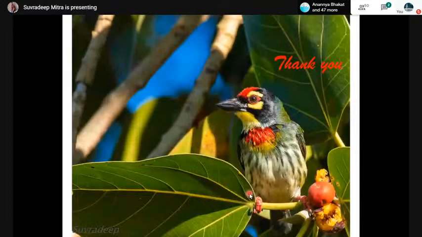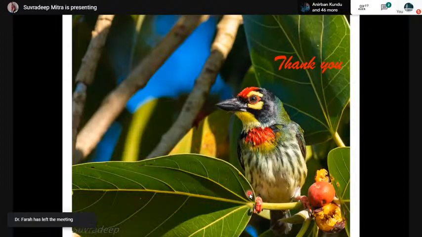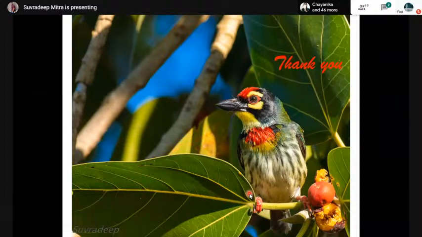So with this, I end my topic. This is a Coppersmith Barbet, which I have clicked just in front of AIIMS Bhubaneswar. So this is a very beautiful bird. If you come to AIIMS Bhubaneswar, you can have such nice birds, as well as you can see a lot of cases. So with this, I open this session for receiving all kinds of questions.